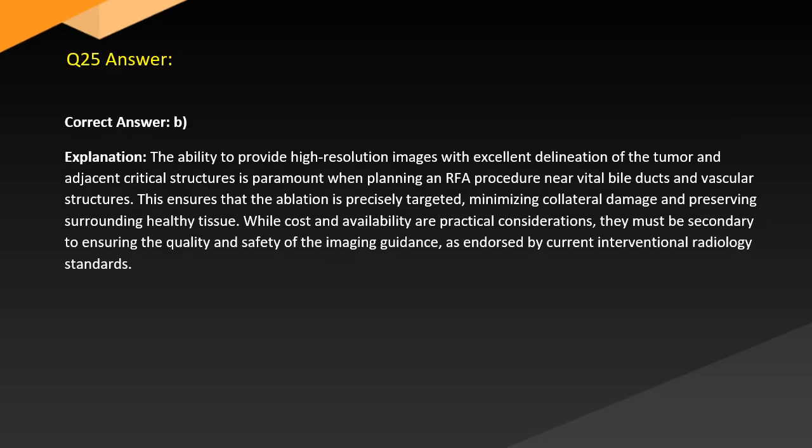Answer. Correct answer: B. Explanation. The ability to provide high-resolution images with excellent delineation of the tumor and adjacent critical structures is paramount when planning an RFA procedure near vital bile ducts and vascular structures. This ensures that the ablation is precisely targeted, minimizing collateral damage and preserving surrounding healthy tissue. While cost and availability are practical considerations, they must be secondary to ensuring quality and safety of the imaging guidance as endorsed by current interventional radiology standards.